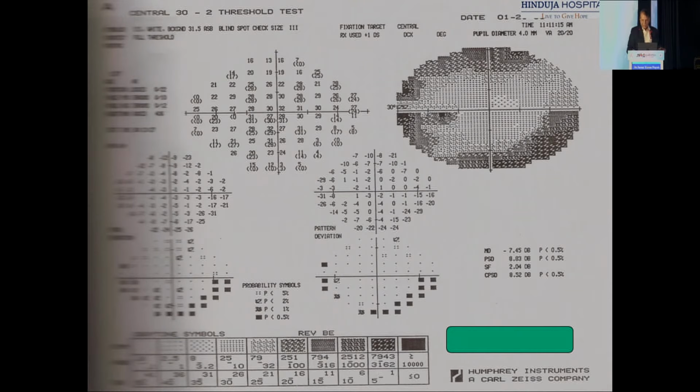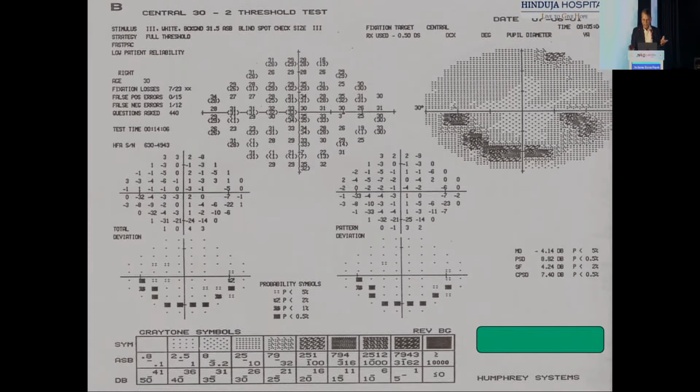Now this field looks, as everyone would say, like an inferior arcuate with a nasal step, but actually it is not. The nasal step and the arcuate scotoma should always go towards the blind spot, because they start from the optic nerve, which in this case it is not doing. So this is not an arcuate defect, but some rim defect or artifact.